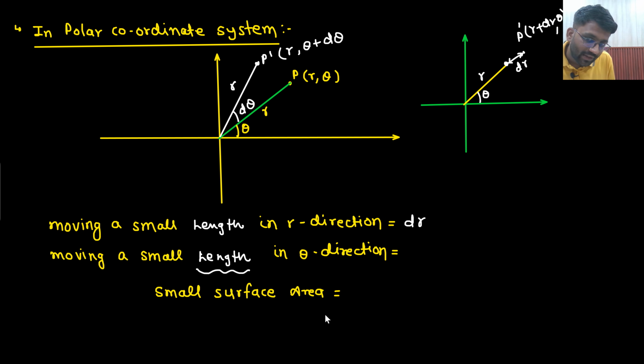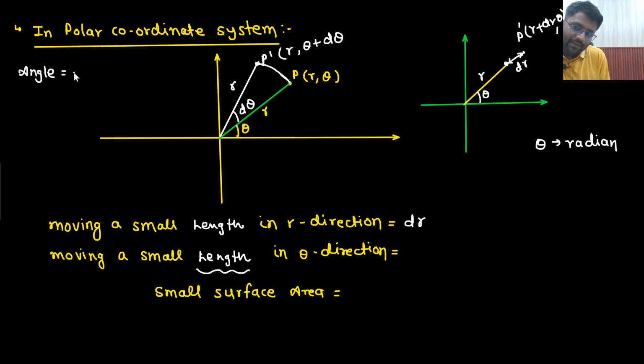So I want the length. But theta has a unit of radian, right? What I want is the length, that means I want this length. Are you able to understand this point or not? I want this length, and what will this length be? Do you know? Arc length. Do you know the formula of arc length? Angle equals arc length divided by radius.